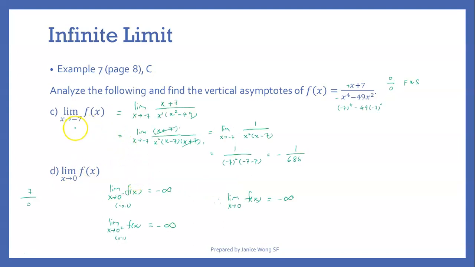Next, for part C. This limit is equal to negative 1 over 686. It is not an infinite limit because the answer is not related to infinity or negative infinity. Therefore, we conclude that there is no vertical asymptote. For part D, yes, it is related to infinite limit. So there must be a vertical asymptote. The vertical asymptote will be at x equals 0.